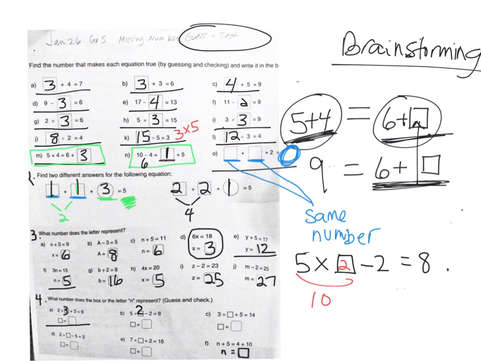Okay, C. Three multiplied by an unknown number and then add 5 more and I get 14. You can do this with guess and test. 3 times 3 is 9, plus 5 is 14, so I got lucky. The answer is 3.